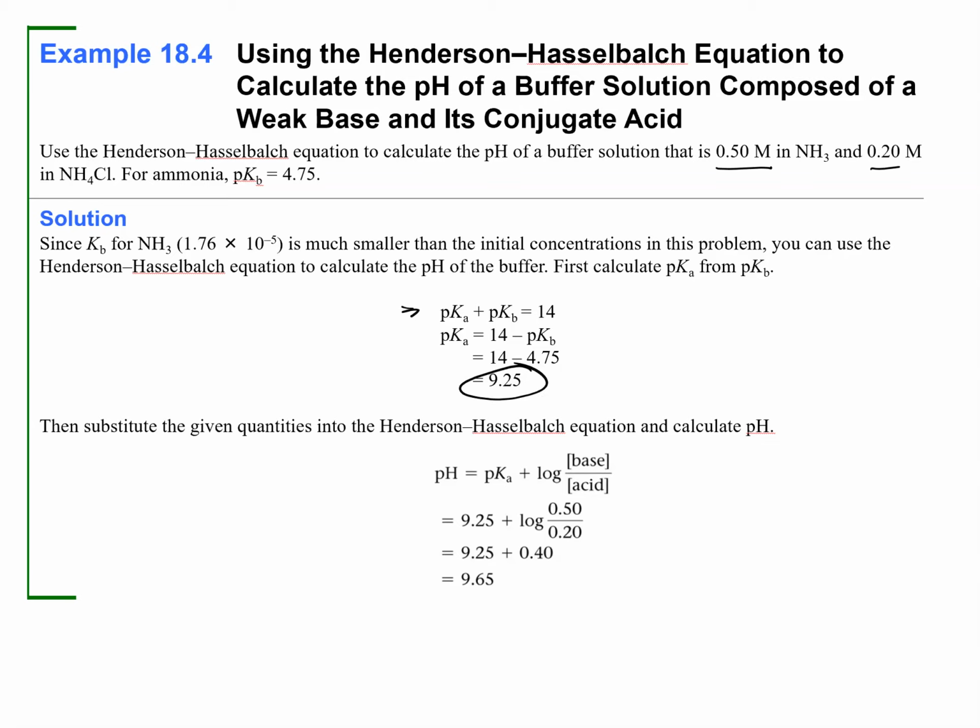And now that we know this, we have the pKa, we can substitute this into the Henderson-Hasselbalch equation, and we are off to the races. So, Henderson-Hasselbalch: pH equals pKa plus the log of the conjugate base over the concentration of the weak acid. And this is plug and chug, 9.25 for our pKa plus the log of 0.5 over 0.2, and solve: 9.65. Not bad. I think you guys are going to like this equation. This is a pretty easy equation to use.